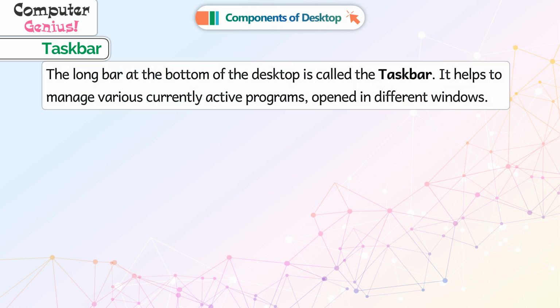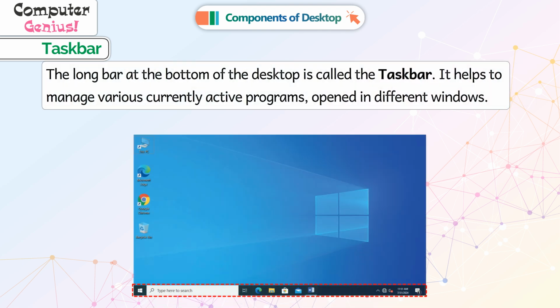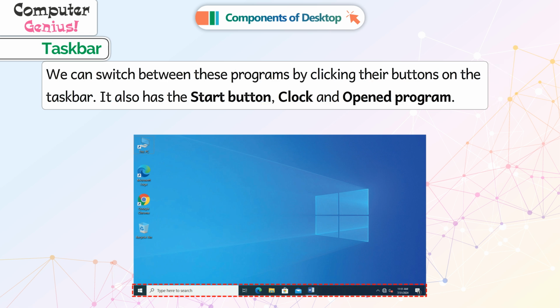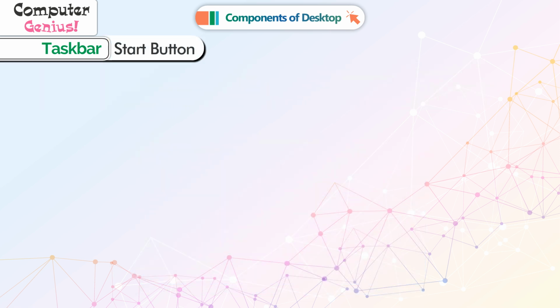Taskbar. The long bar at the bottom of the desktop is called the taskbar. It helps to manage various currently active programs opened in different windows. We can switch between these programs by clicking their buttons on the taskbar. It also has the Start button, Clock, and open programs.